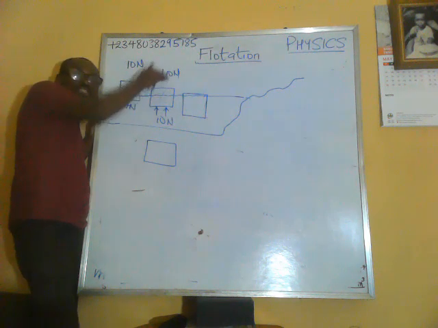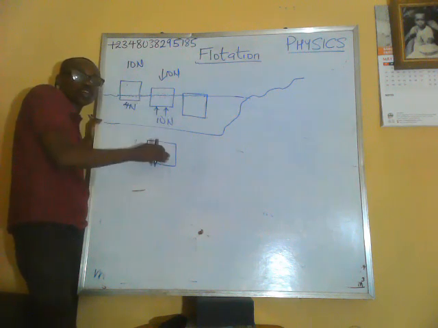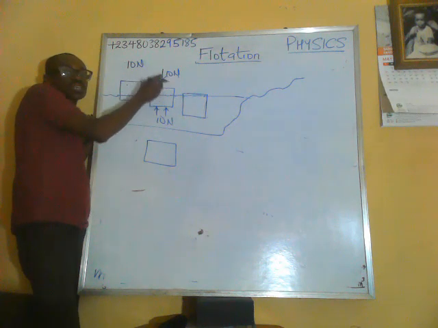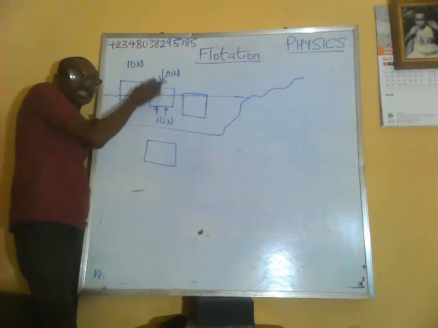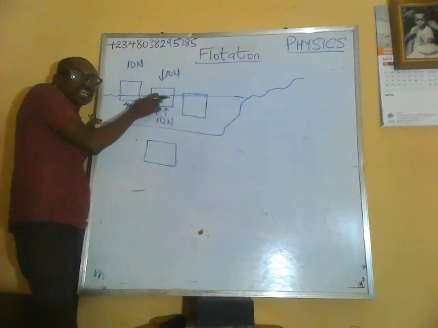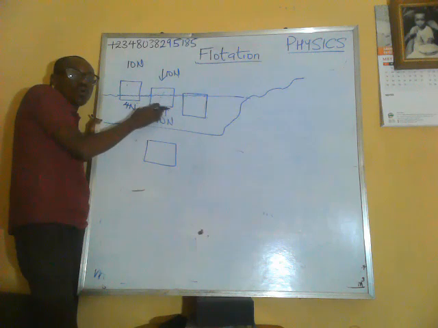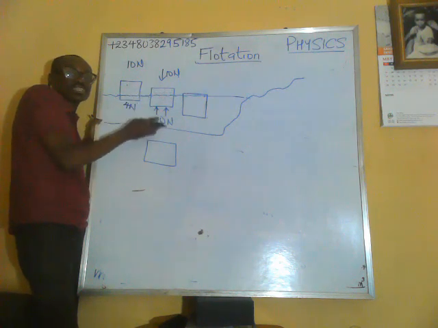This body is not going to sink further inside the liquid. It's not going to go down further. At this point, this body is going to float, because before it sinks completely, the upthrust at this level is now equal to the weight of the body. So this body is going to float. A body only floats when the upthrust is equal to the weight of that body before it actually sinks.